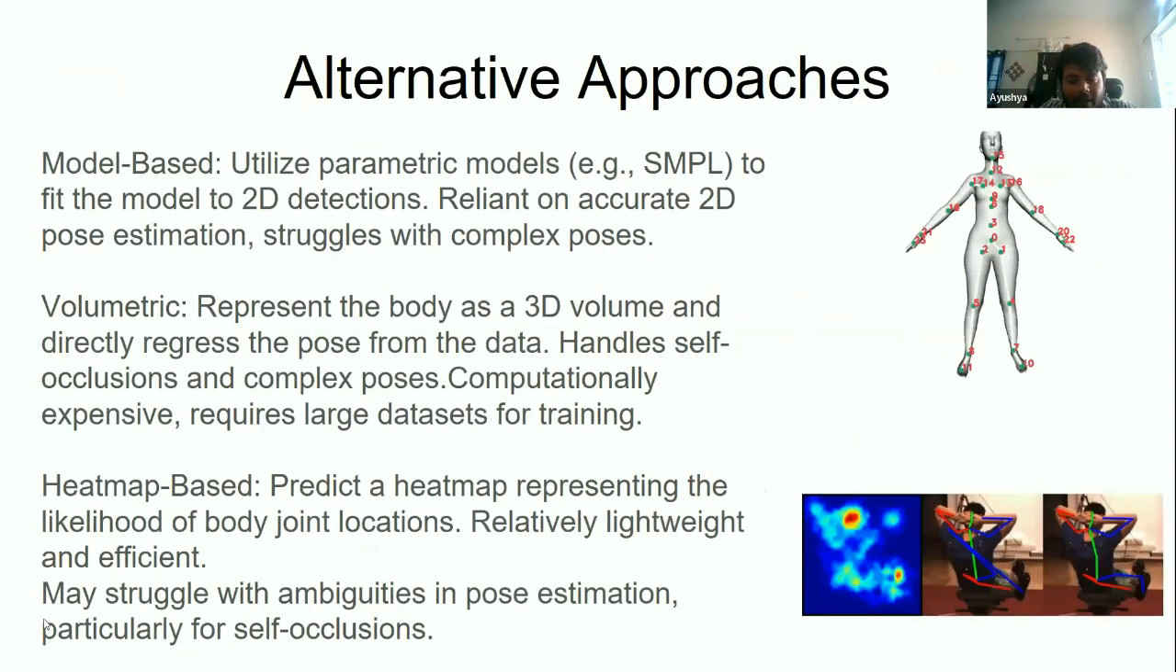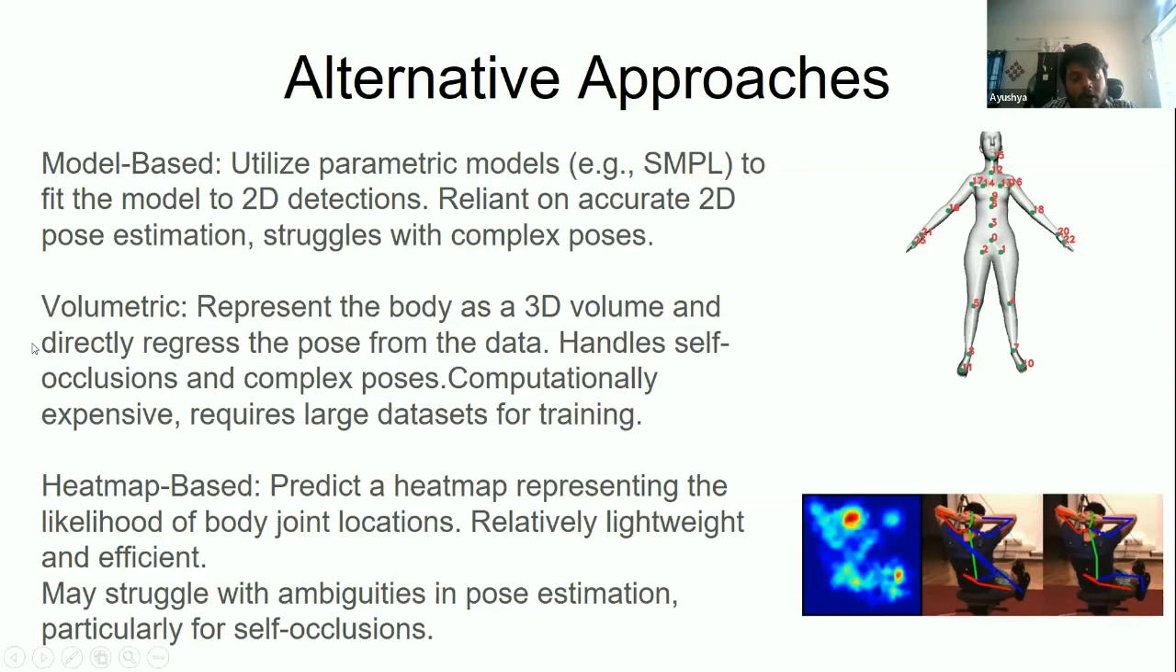There are other alternative approaches which are proposed for similar kinds of processing, such as SMPL. SMPL utilizes a parametric model that fits best with 2D detection, and it is basically a human body framework similar to BVH files. But the major problem with SMPL is that it struggles with complex poses, and converting 2D pose estimation into 3D is a little difficult.